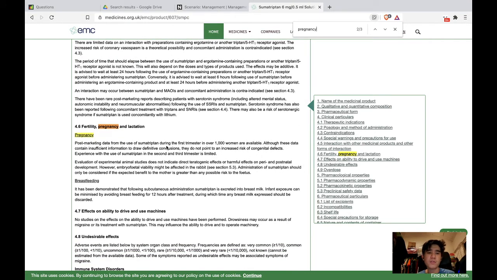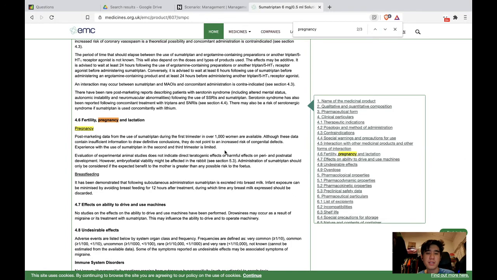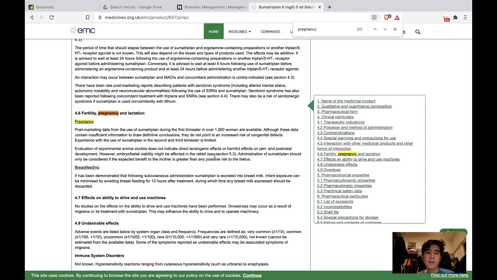Post-marketing data from the use of sumatriptan during the first trimester in over 1,000 women are available. Although these data contain insufficient information to draw definitive conclusions, they do not point to an increased risk of congenital defects. Experience with the use of sumatriptan in the second and third trimester is limited. Evaluation of experimental animal studies does not indicate direct teratogenic effects or harmful effects on peri and postnatal development. However, embryo-fetal viability might be affected in the rabbit.